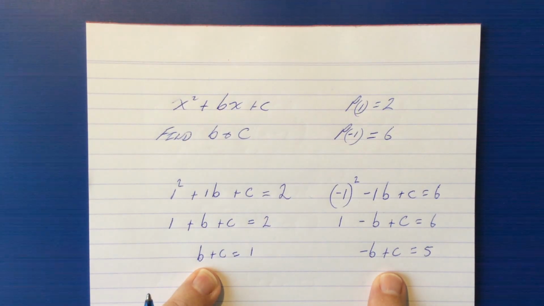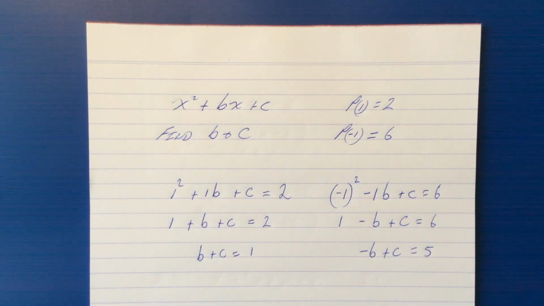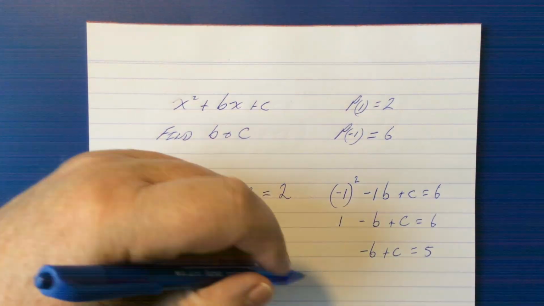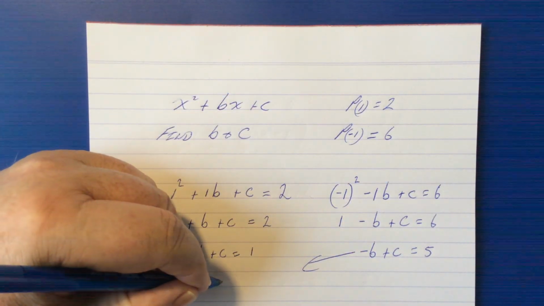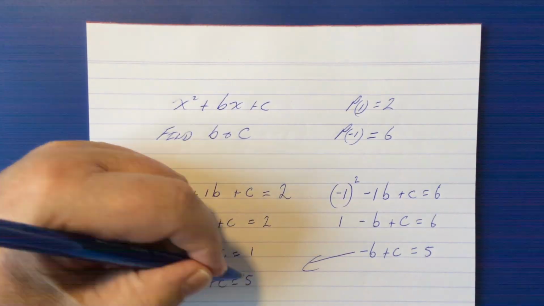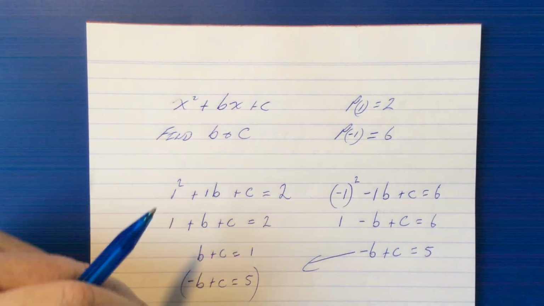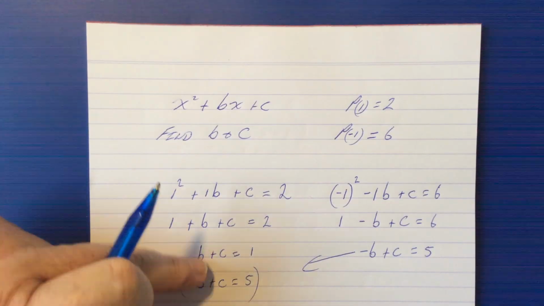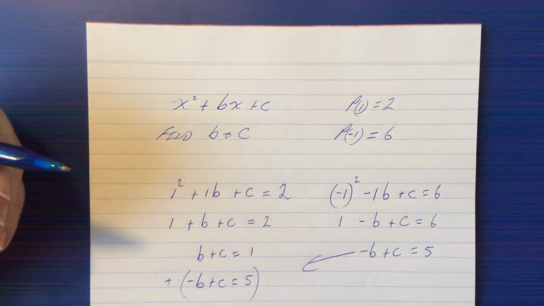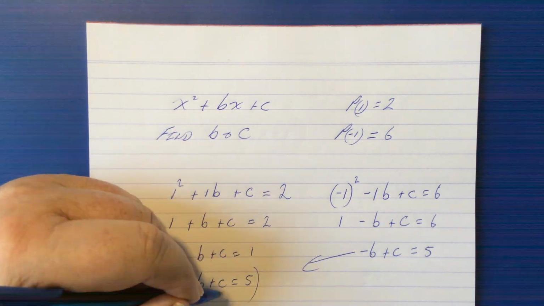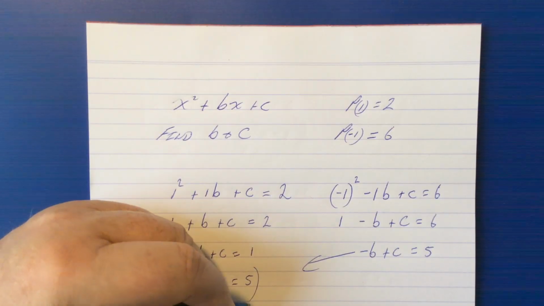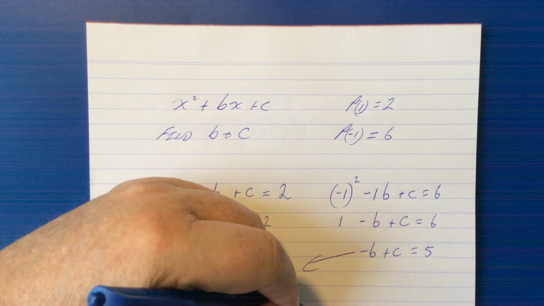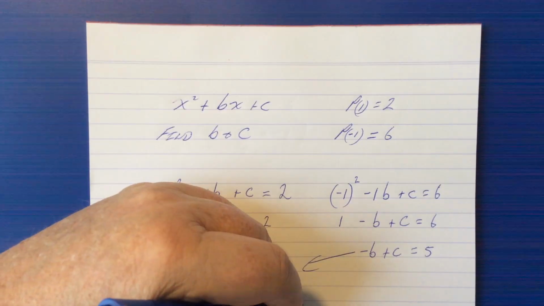So you can see that I have two expressions here that are ripe for solving by elimination. So let's bring this over here. Negative b plus c equals 5. And we're going to add these two expressions. Now, b plus negative b leaves us with nothing. C plus c is 2c. 1 plus 5 is 6. So c is equal to 3.